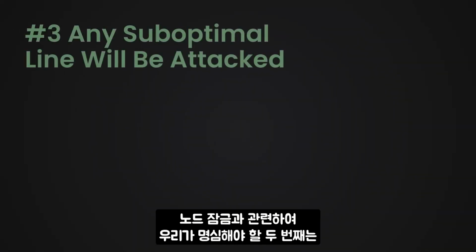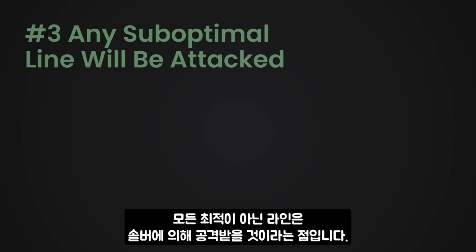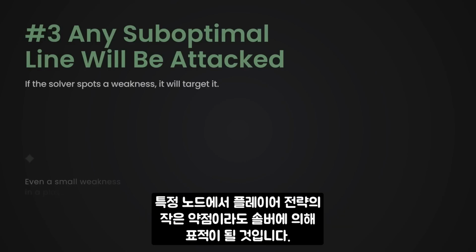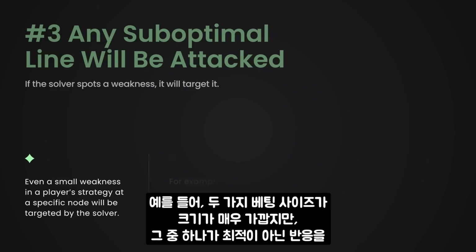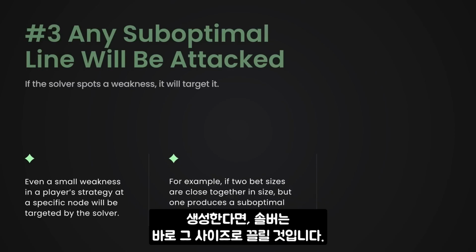The second thing that we have to bear in mind when it comes to node locking is that any suboptimal line is going to be attacked by the solver. So it's going to really target any weakness that it can find. Even a small weakness in a player's strategy at a specific node is going to be targeted by the solver. So for example, if two bet sizes are very close together in size, but one of them produces a suboptimal response, the solver is going to gravitate directly towards that size.